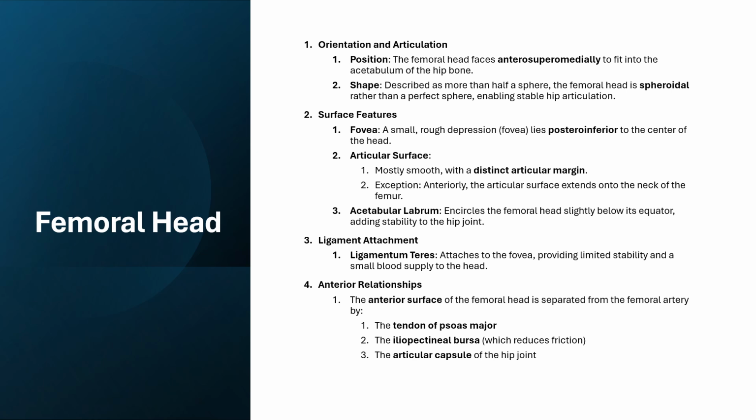There is a fovea. The fovea is a small rough depression that lies posterior-inferior to the center of the head. Its articular surfaces are mostly smooth with distinct articular margins, except anteriorly. The anterior surfaces extend onto the neck of the femur. The acetabular labrum encircles the femoral head slightly below its equator, adding stability to the hip joint. There is a ligament attached to it, the ligamentum teres, attached to the fovea, providing limited stability and a small blood supply to the head.